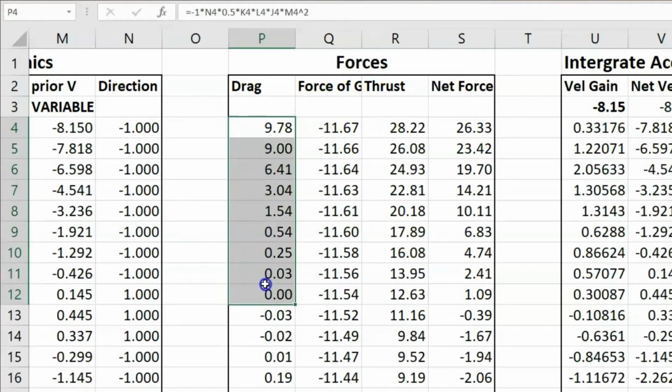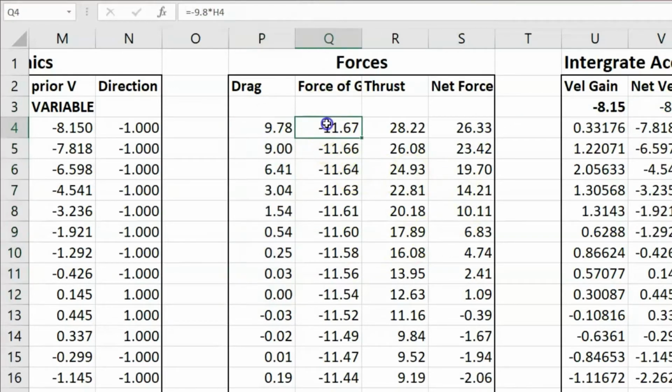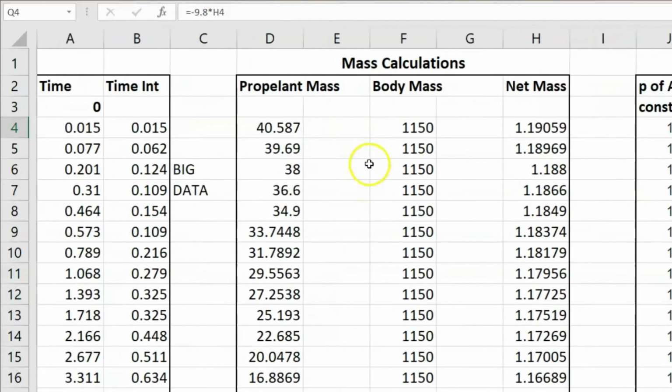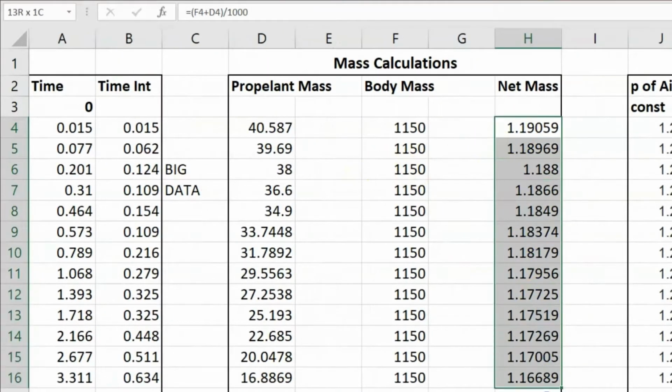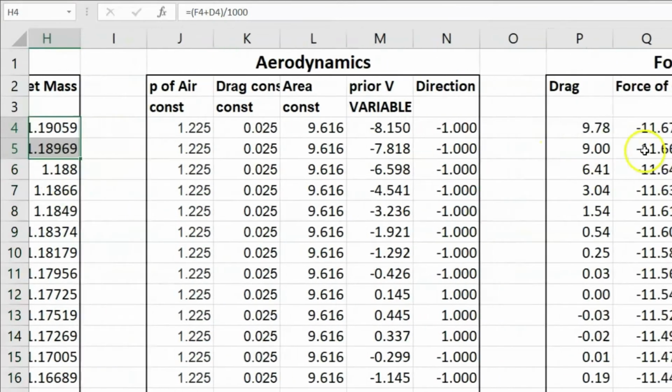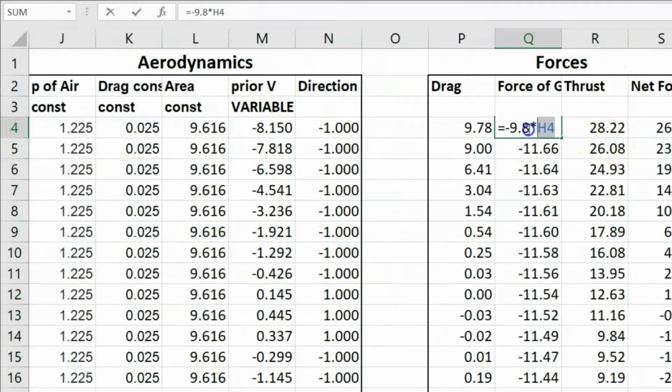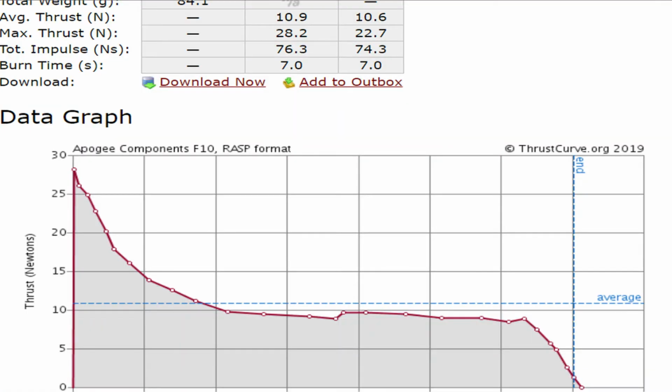And then also in my force block, I have my gravity force. As I was talking about earlier, my force of gravity is derived from my mass calculations, and when that decreases, my force of gravity also decreases. So that will affect the entire simulation. And then again, my thrust is given by my thrust curve that I found online. I'll put a link to the website in the description.